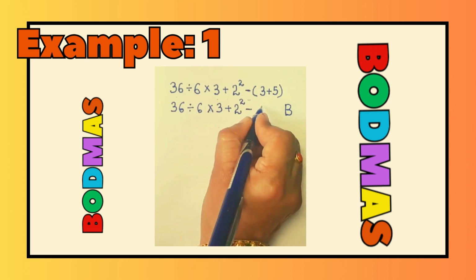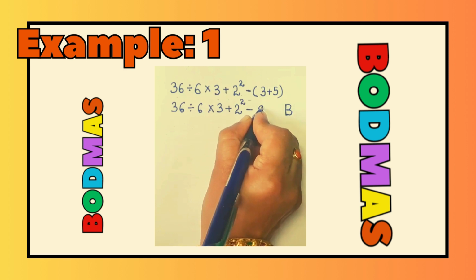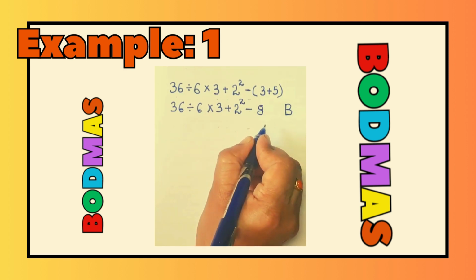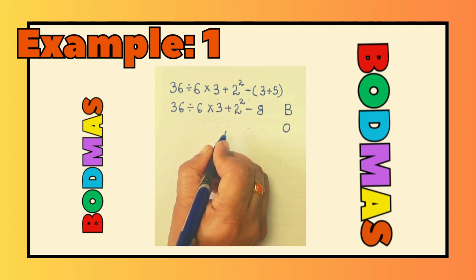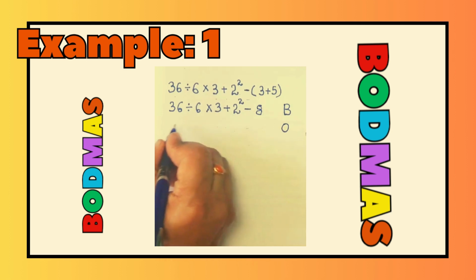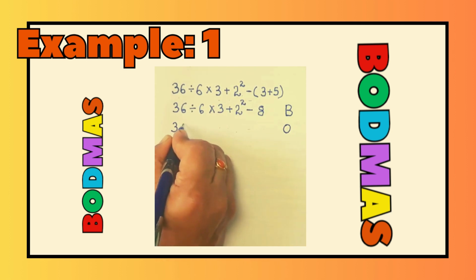3 plus 5 is 8. So first we have solved the bracket. After bracket, what is the next letter? It's O. O means order or exponent or of. Here we have one exponent. Now let's solve that.